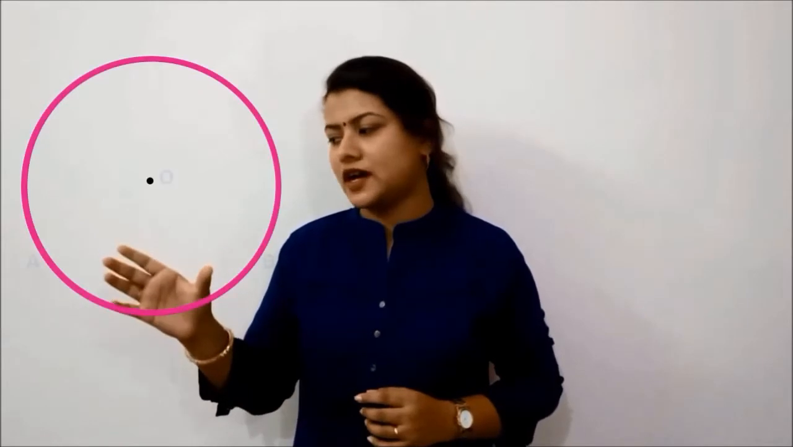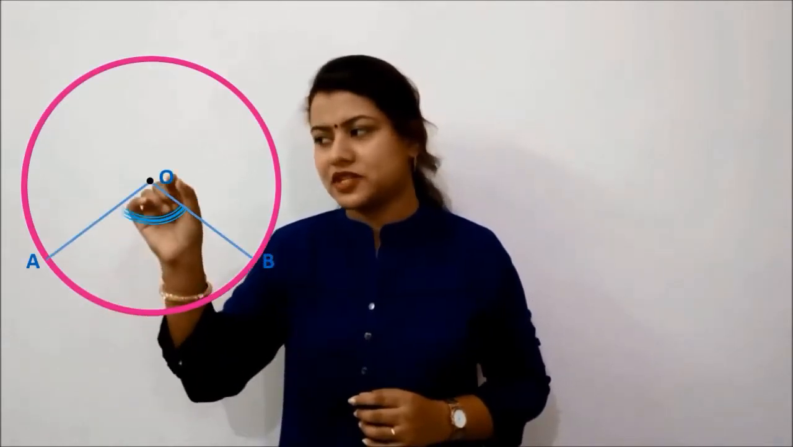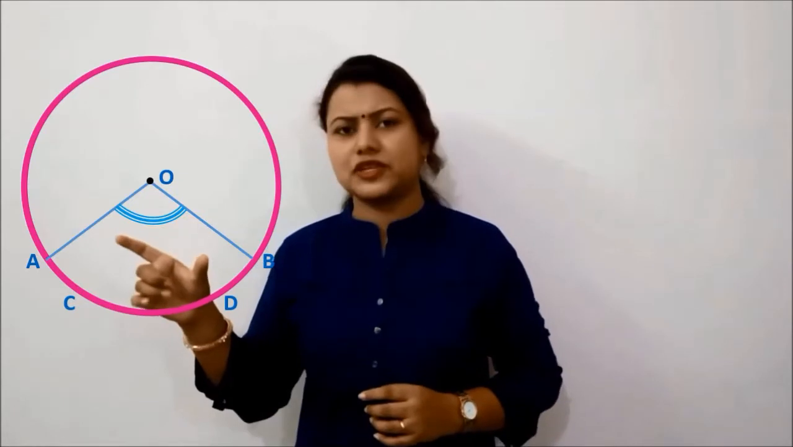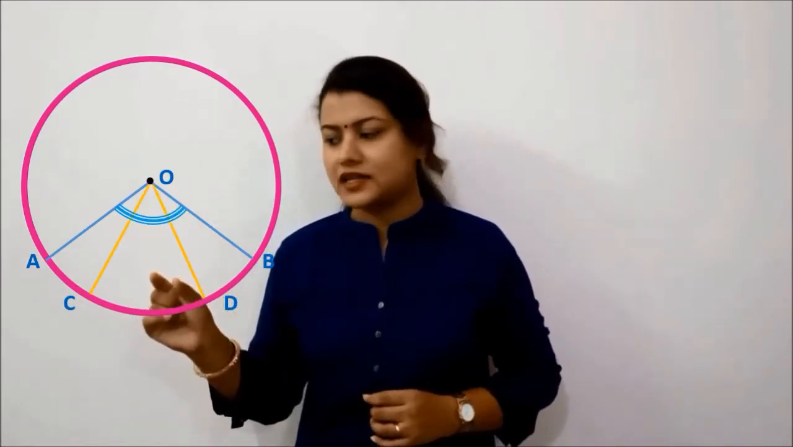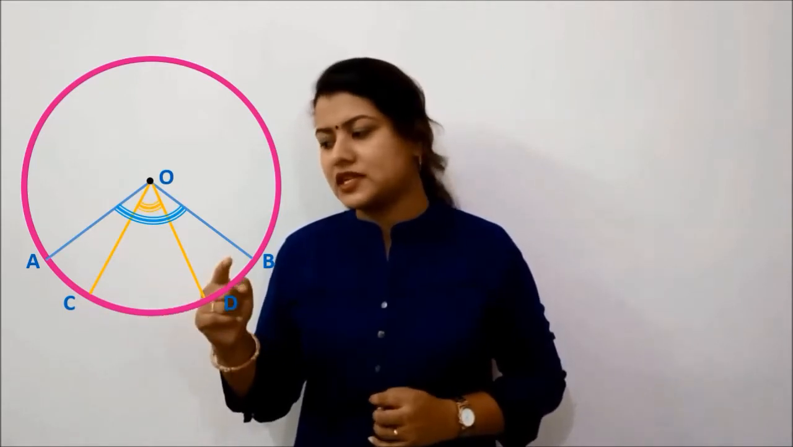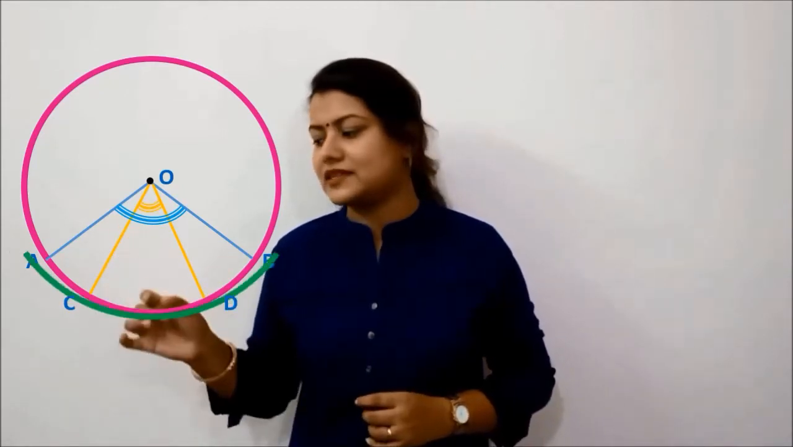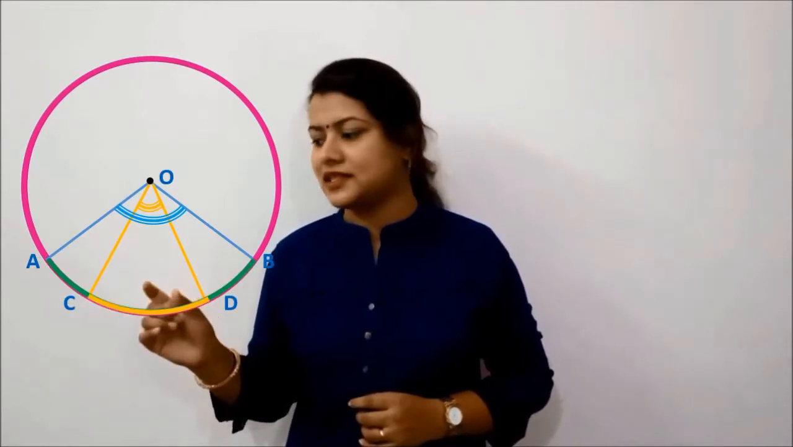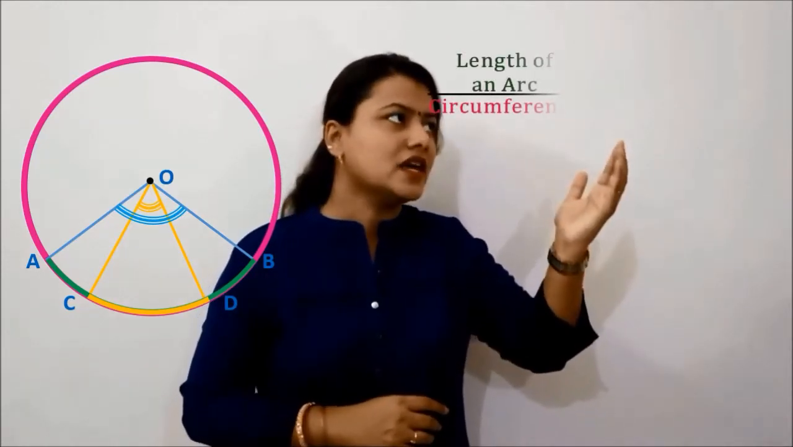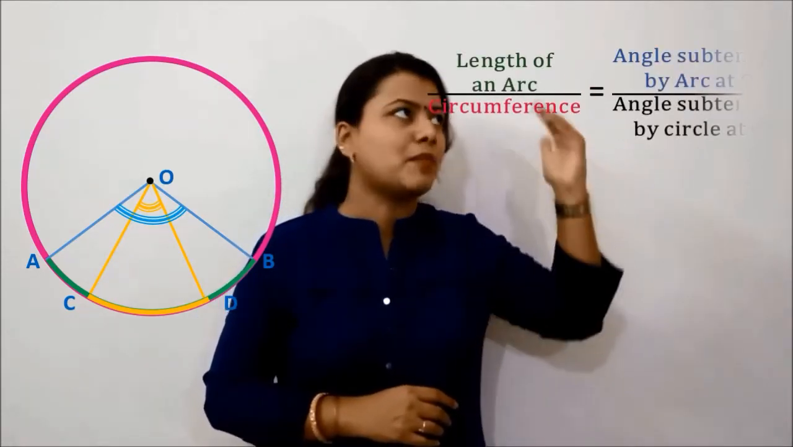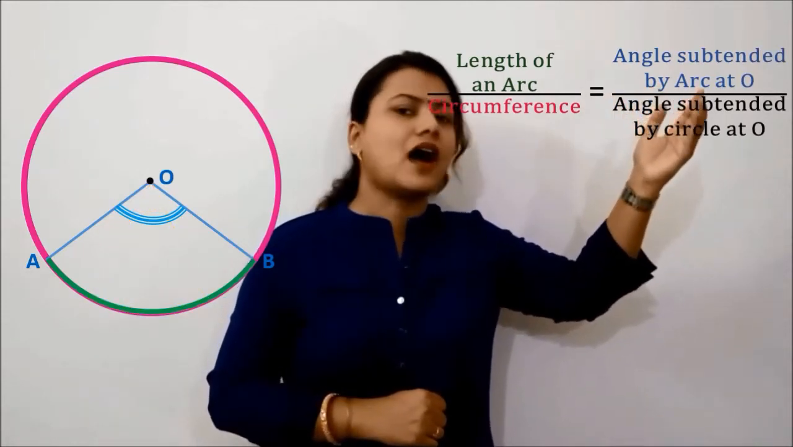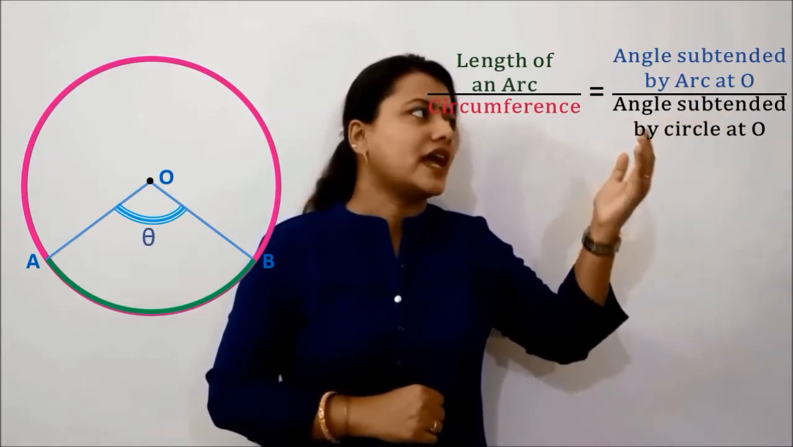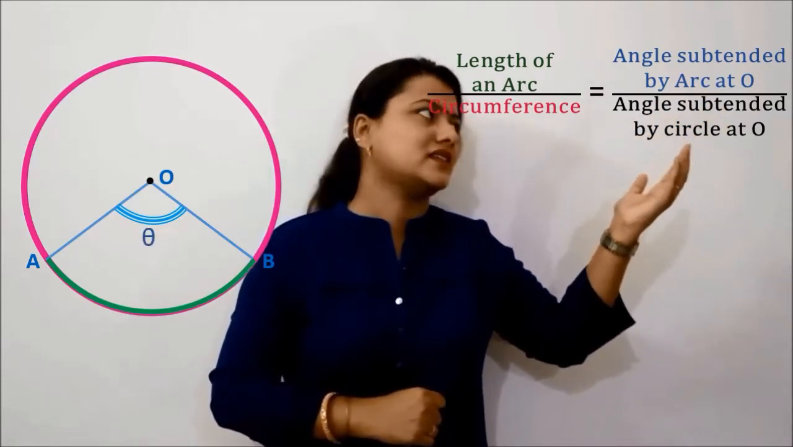Next, the length of an arc depends on the angle subtended by it at the center. Here you can see AB is subtending a greater angle as compared to the arc CD. And you can see clearly that the length of arc AB is greater than the length of arc CD. So we can write the length of an arc upon circumference, part upon total, is equal to the angle subtended by the arc at the center upon the angle subtended by the circle at the center.